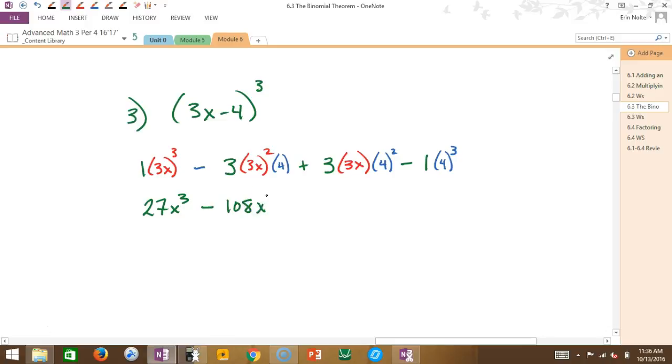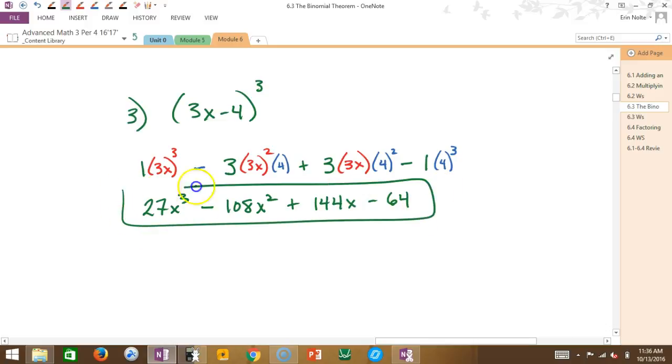So 108x squared. Okay, third term I have 4 squared, 16. 16 times 9, 144. 144x. And 4 cubed? Right. How many people got that on their very own?